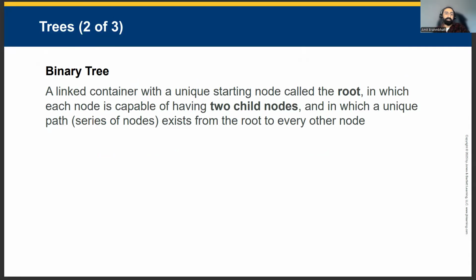Binary tree. A binary tree is a special kind of linked structure with a single starting node called the root. Each node can have up to two child nodes, traditionally called left and right children. A key property is that there is exactly one unique path from the root to any other node in the tree. Binary trees serve as the foundation for many advanced data structures, including binary search trees, heaps, and expression trees. Their branching shape makes them suitable for organizing data that naturally forms hierarchies.